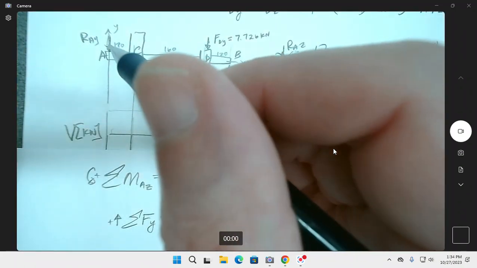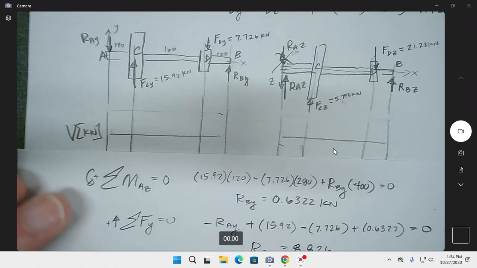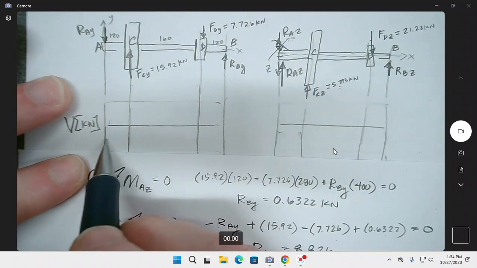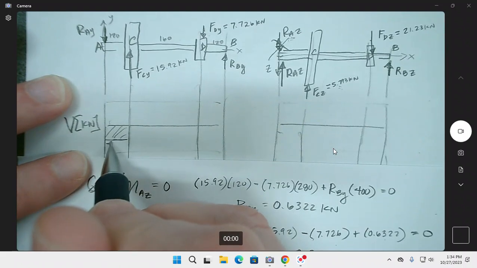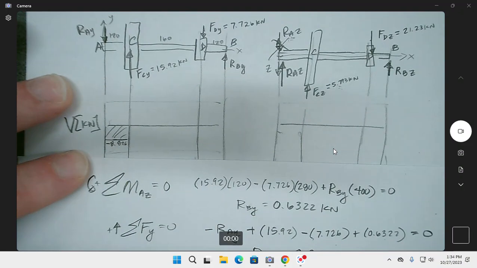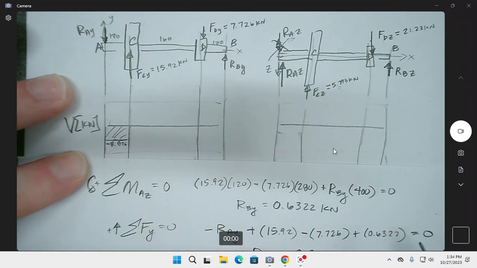So we're going to come down with RAY. We know that that's 8.826. So I'm just going to pick something. I'm going to kind of try to scale it. It's going to be a negative 8.826. I put the units over here so I don't have to label the units in there.